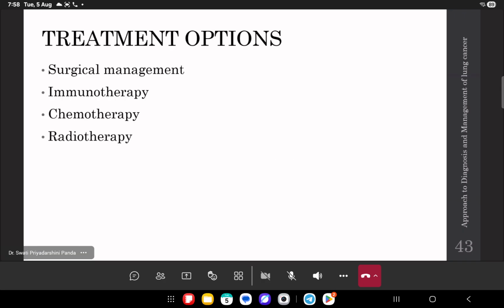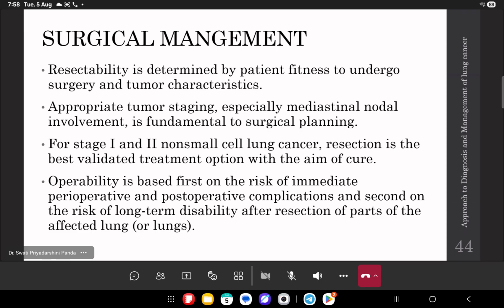Treatment approaches to lung cancer: surgical management, chemotherapy, radiotherapy, immunotherapy, palliative options. Surgical management: resectability is determined by patient fitness to undergo surgery and tumor characteristics. Appropriate tumor staging, especially mediastinal nodal involvement, is fundamental to surgical planning.